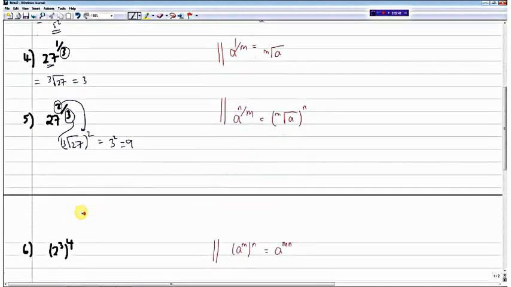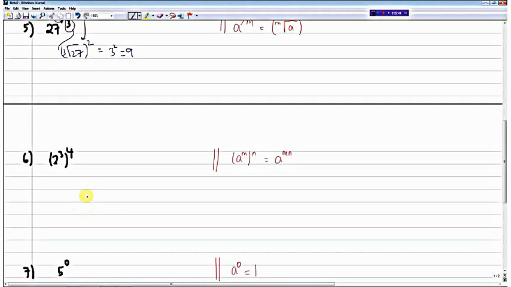The sixth law basically states when you have a number inside a bracket raised to the power of something, and that bracket is raised by another power, you basically just multiply these two numbers together. So in this case it would just be 2 to the power of 3 times 4, which is 12.